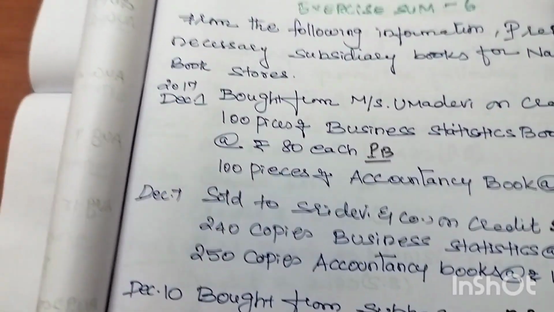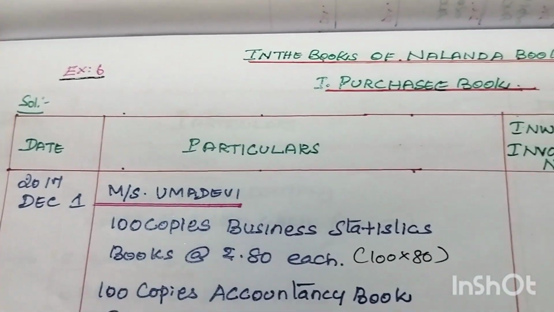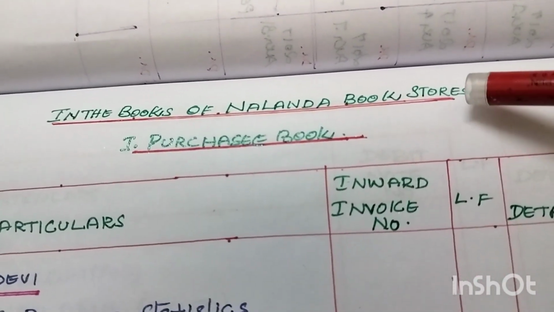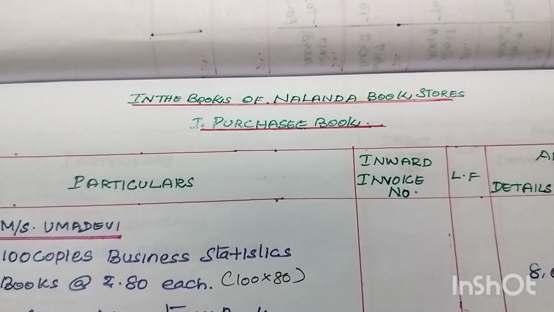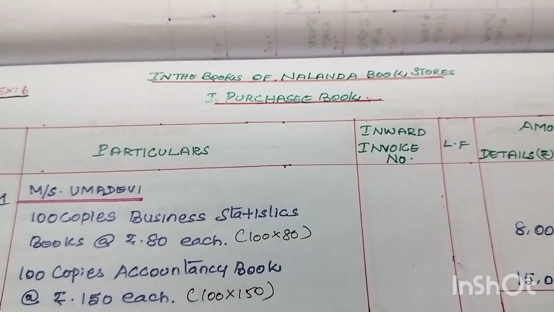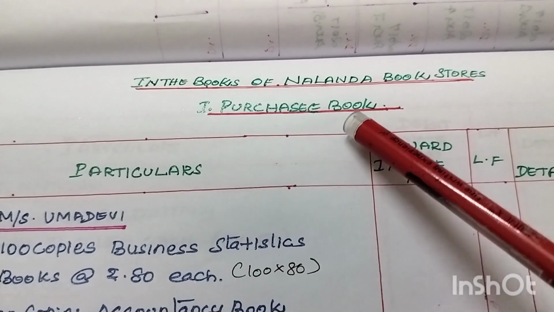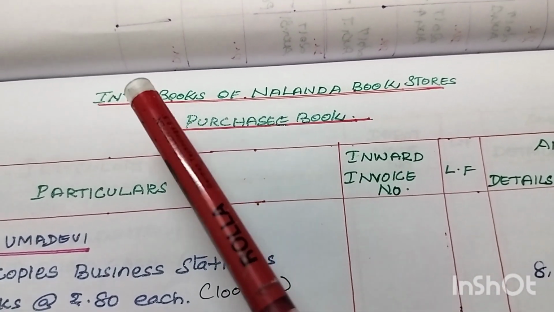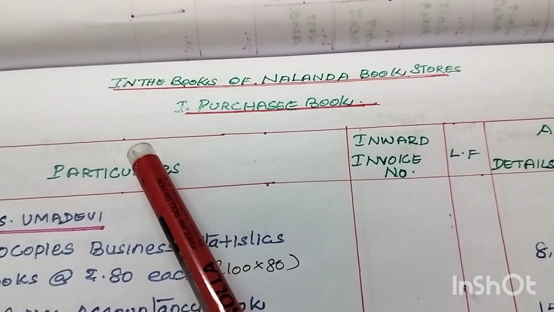Okay. So before we enter this transaction, we need to prepare the title of the transaction, and we are going to open the 3 books, prepare the format of the 3 books, that is purchases book, sales book and purchases return book. The title of the book is in the books of Nalanda Bookstores.